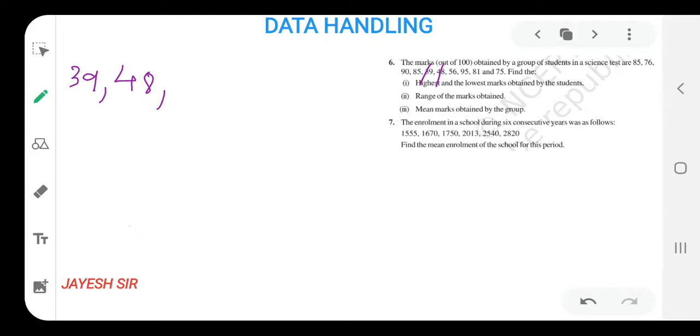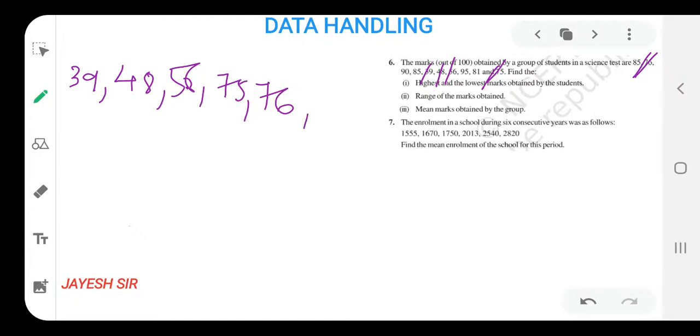Now after that, which number can we find? After that, 56 is greater than 48, so I am cancelling 56 also, because I have written it. After 56, which number is greater? In the line of 60 nothing is there, so we get 75, then 76. So I am cancelling 75 and 76 here. Now we are left with 81, 85.